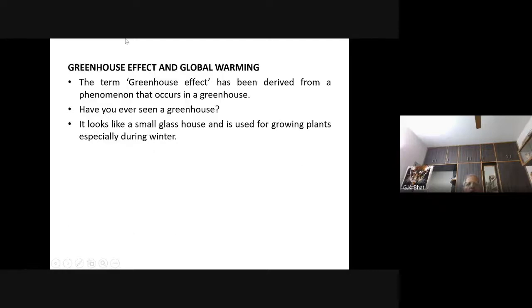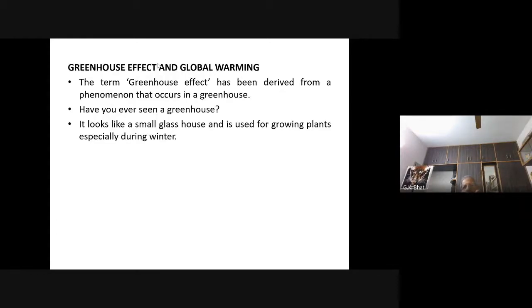Now, let us look into another concept, the greenhouse effect and global warming. Very, very important for board exams, of course. It is in your deleted portion. Very important from the NEET point of view. Greenhouse effect, very important from our day-to-day life. What is this? The term greenhouse effect has been derived from a phenomenon that occurs in a greenhouse.